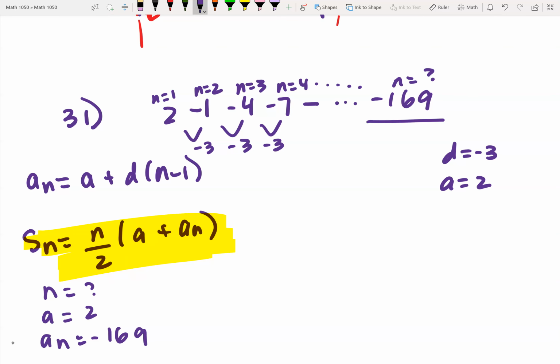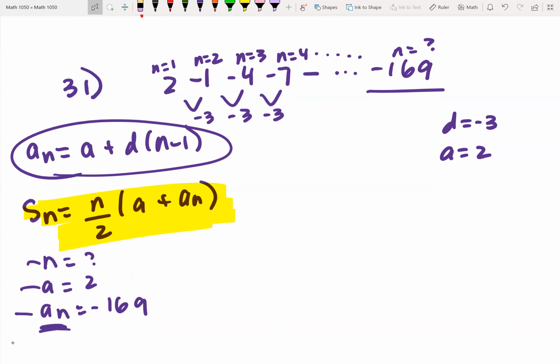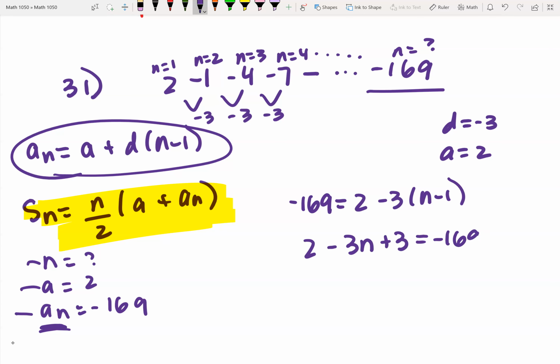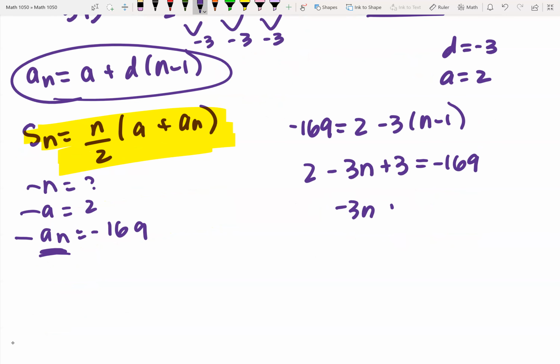The reason people miss these is because they don't know what these things stand for. They don't know that a sub n means the last term. So how am I going to find n? I have to go into the other equation. So a sub n, that's negative 169, is the first term, which is a 2, plus the common difference, which is a negative 3, times n minus 1. Now find n. So 2 minus 3n plus 3 equals negative 169. So that gives me negative 3n plus 5 equals negative 169. Pull your negative 169 over, and you get negative 174. And then negative 174 divided by negative 3 is 58.